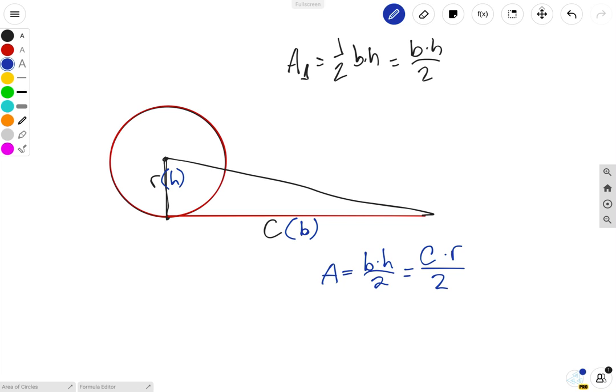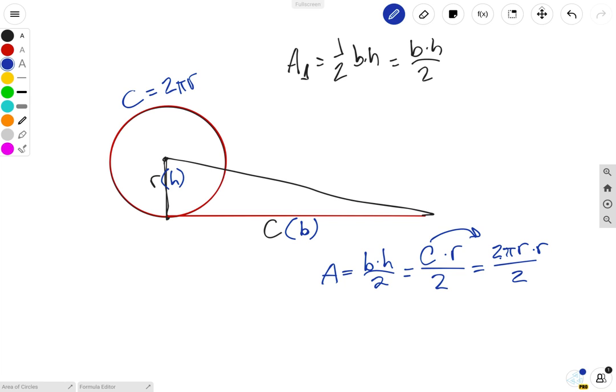All right. So the circumference of a circle is defined as 2 pi r. So 2 times pi times the radius. So I'm going to come down here and replace circumference with that, 2 pi r. And then I still have the times r from here, and divide that by 2.